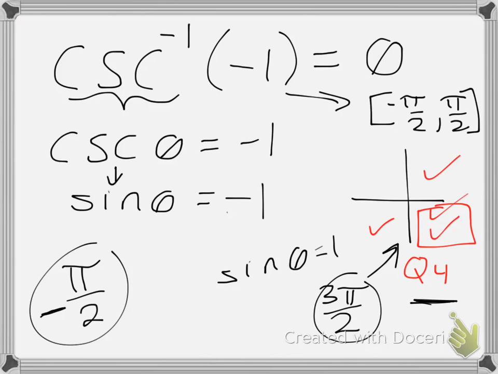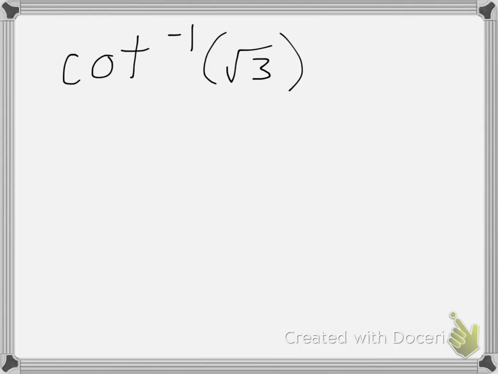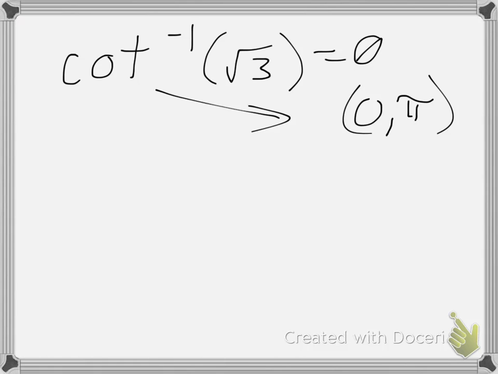So two ways of thinking of it. Let's try the same thing with this one, inverse cotangent of root 3. So again, since I'm dealing with cotangent, I'm using the interval from 0 to pi. So if this is equal to some value theta, I can say then that cotangent of theta is equal to the square root of 3.